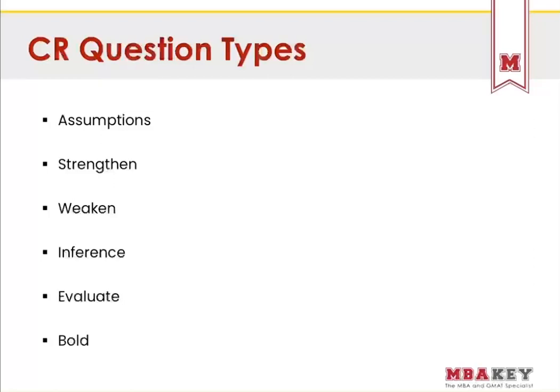For critical reasoning, just now we did an assumption question type. These are all the other question types that we'll be learning about, which encompasses every critical reasoning question type on the GMAT. Strengthen, weaken, inference, evaluate, and bold. Each question type here has a different approach to them, as well as a slightly different thought process in coming up with the correct answer. And we'll learn everything that you need to use in order to confidently attack each of these question types.